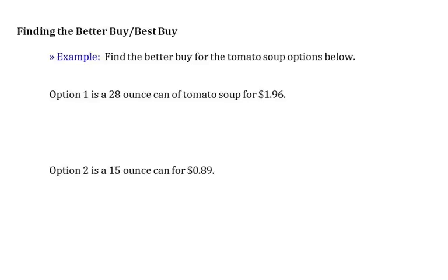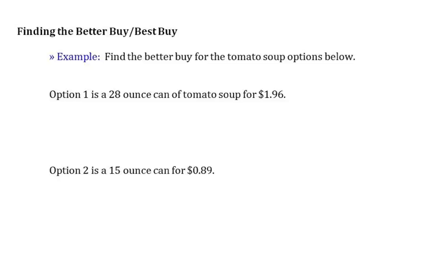To show an example of this, let's consider 2 options for buying tomato soup. Our first option, we can buy a 28-ounce can for $1.96, and our second option allows us to buy a 15-ounce can for 89 cents. We want to know which one would have the lesser cost per 1 ounce.